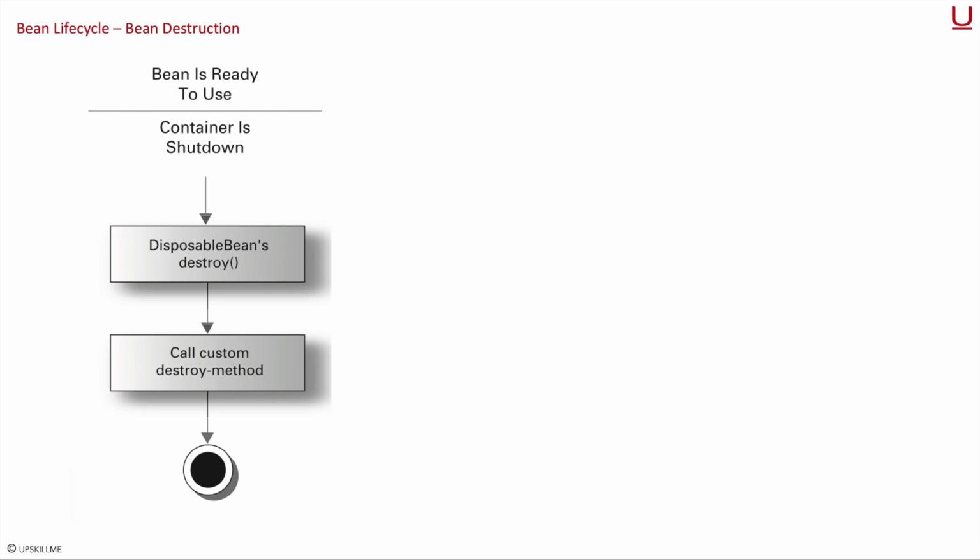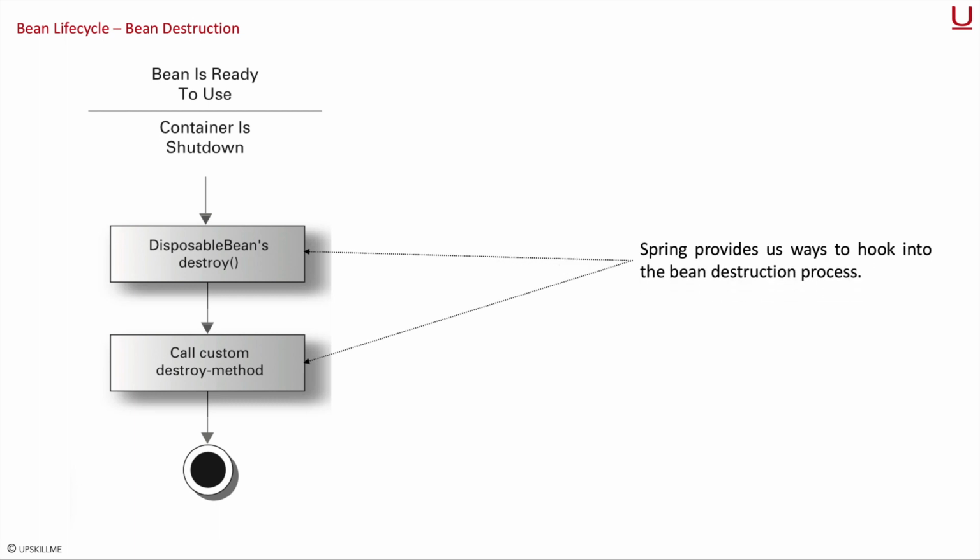Whenever a JVM shutdown is triggered, the Spring IoC container goes through the shutdown process. The shutdown process involves destroying the beans present in the application context. Spring provides us ways to hook into the bean destruction process. To customize the bean destruction, there are 3 ways.